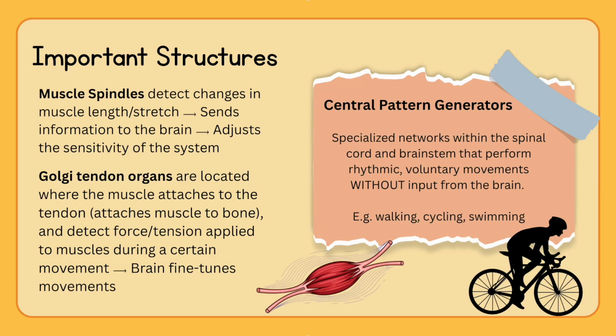There are certain neural circuits called central pattern generators that are in the spinal cord and brainstem, not the brain, that perform rhythmic movements without input from the brain, like walking, cycling, and swimming. You do need to initiate the process, but in order to continue doing it, you don't have to excessively think about it, right? Walking is just something that is natural to us, and it's due to these central pattern generators.